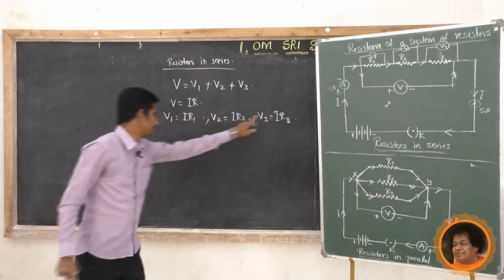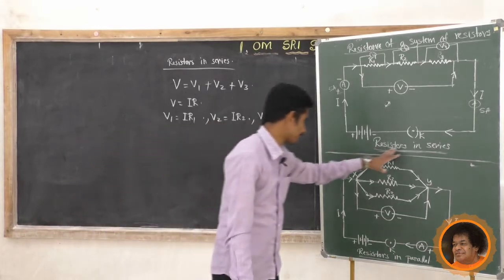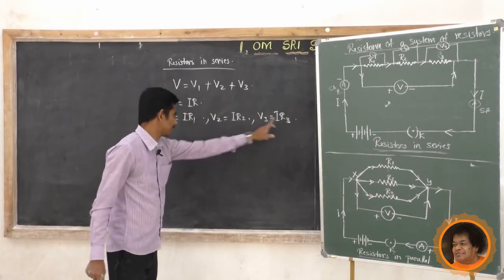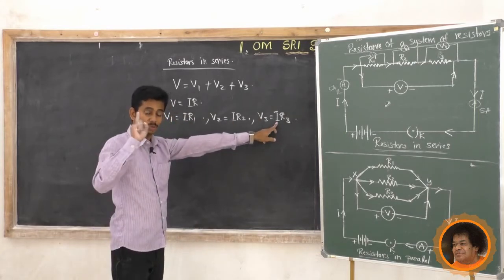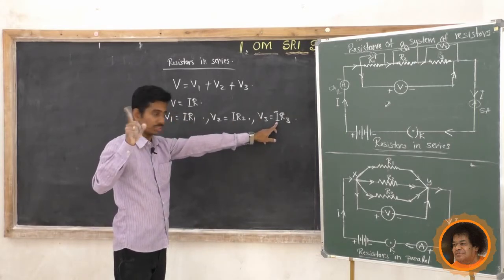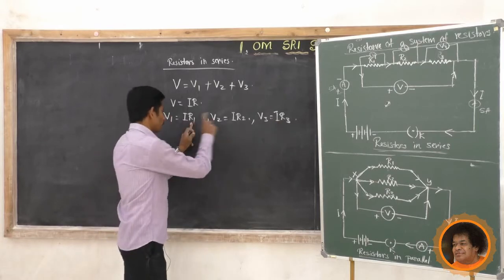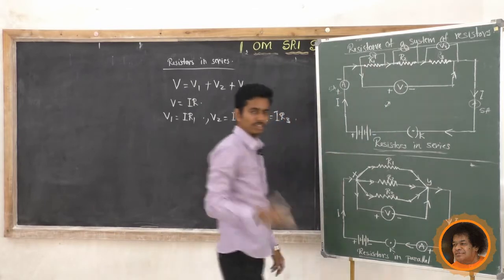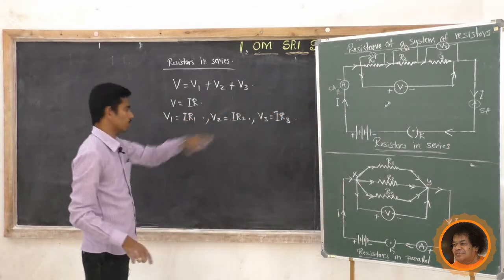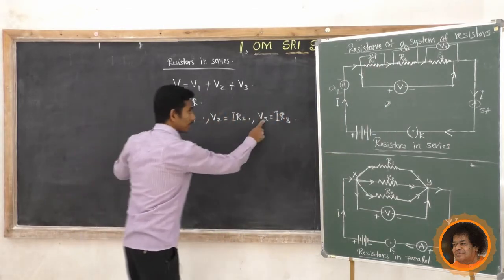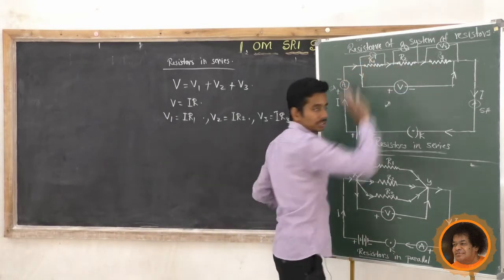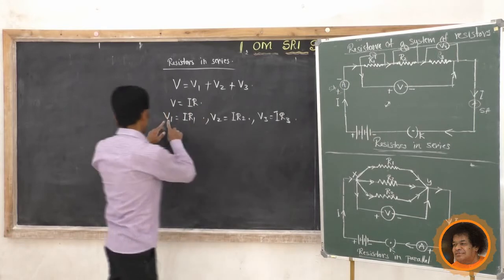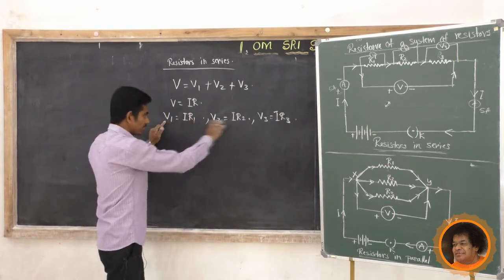I is the same in the circuit. If resistors are connected in series, I is the same. So write I, not I1, I2, I3, because I is the same. R1, R2, R3 are different because the resistance is different for different resistors. So V1 is also different for different resistors, and the potential difference changes with respect to the resistors.